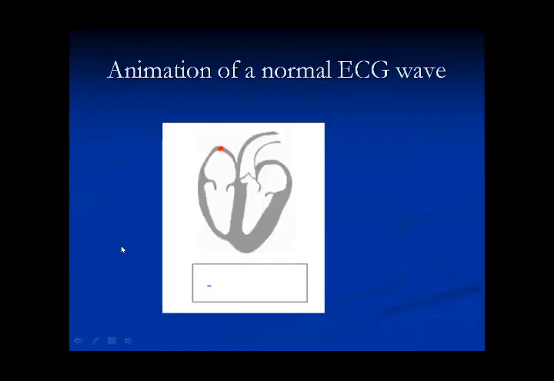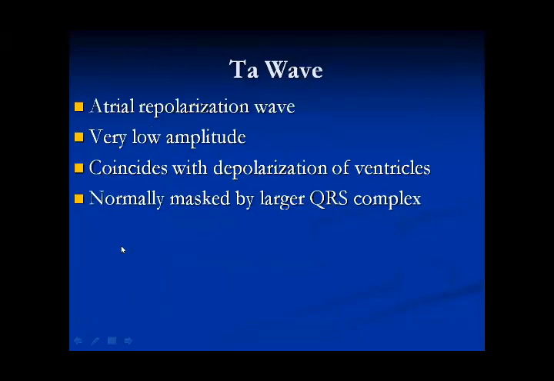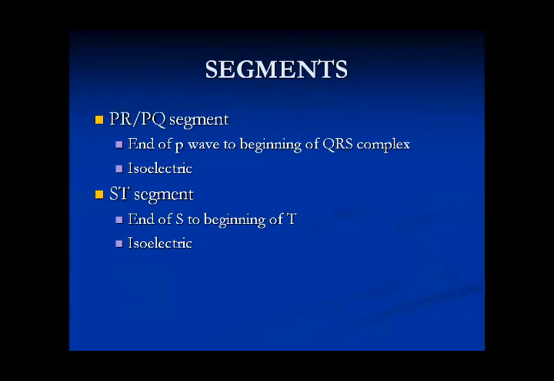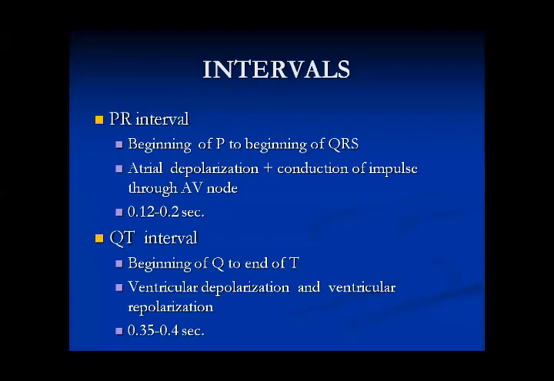So we have got two segments in ECG, the PR segment and ST segment. The PR segment starts from the end of P wave to the beginning of the QRS complex, and it is isoelectric. The ST segment starts from the end of the S wave to the beginning of the T wave, and it is isoelectric again, right? Intervals: PR interval, beginning of P wave to the beginning of the QRS complex.